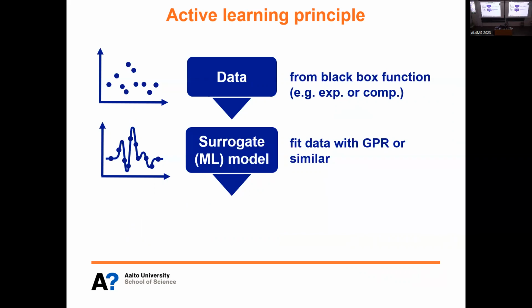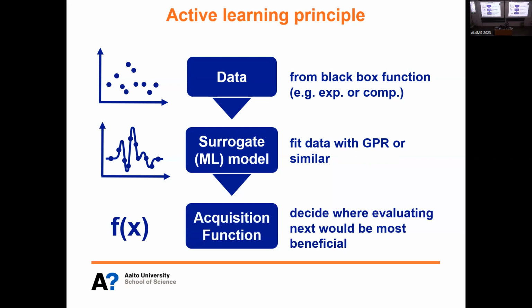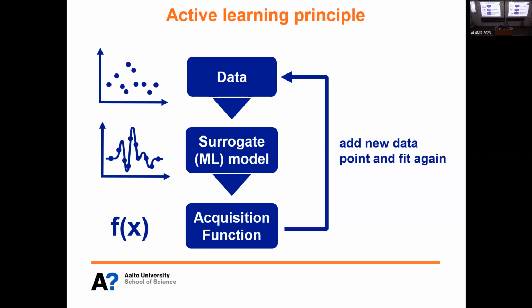And the surrogate machine learning model could be, for example, the Gaussian process regression model that we just had a look at. And like I already said, the acquisition function is your strategy of deciding which points you should be evaluating next.